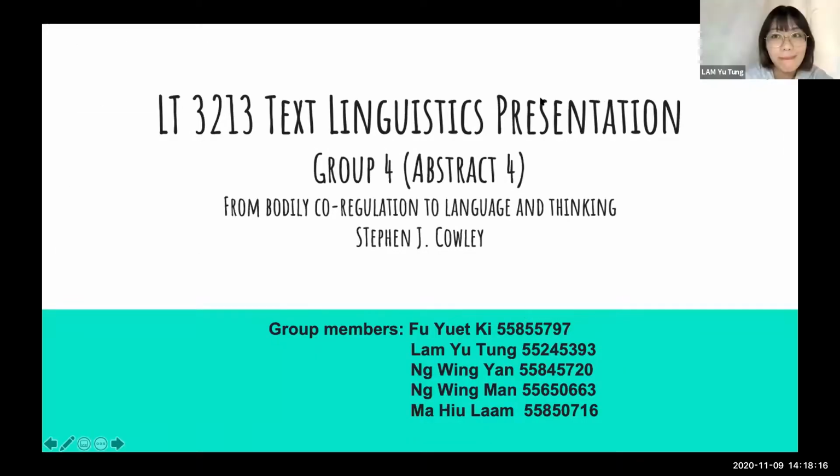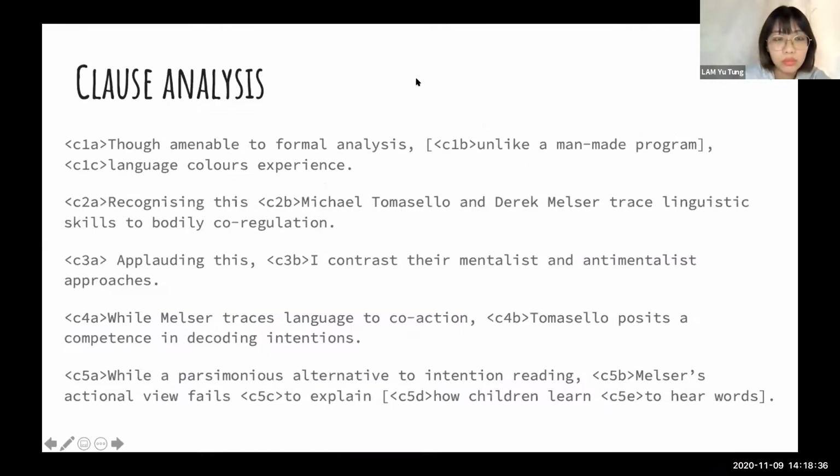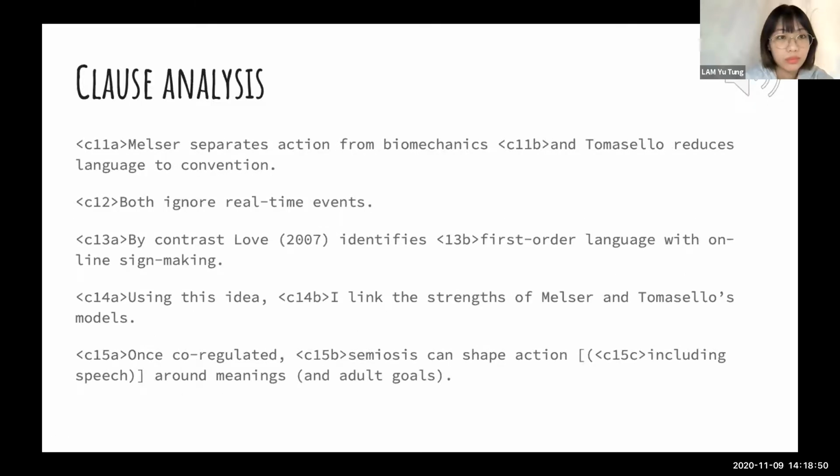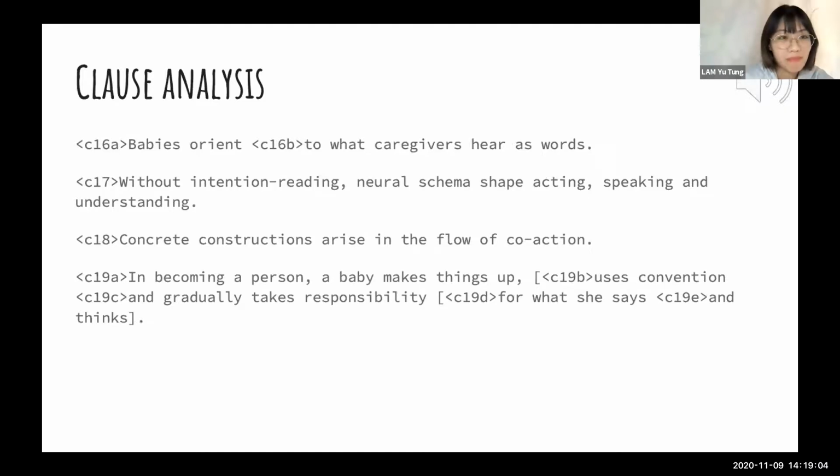Good afternoon, everyone. We are Group 4, and today we are going to talk about the analysis of the abstract "From Bodily Co-regulation to Language and Thinking," which is written by Stephen J. Cowley. For clause analysis, after examining the abstract, it's discovered that there are 19 clauses in the 17-sentence text, and on average 2 to 3 clauses in a long sentence. I'll now pass on to my groupmates to discuss transitivity analysis.